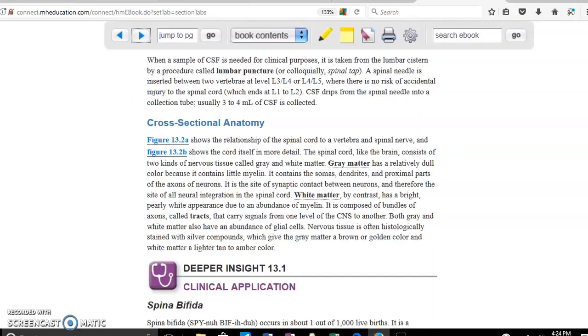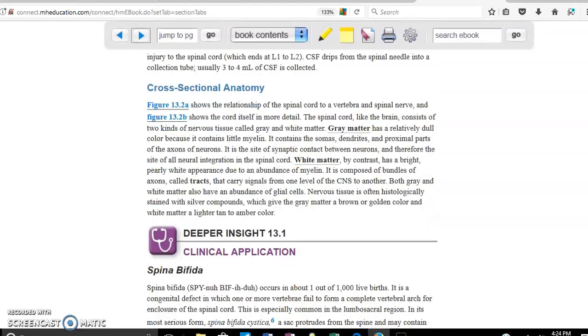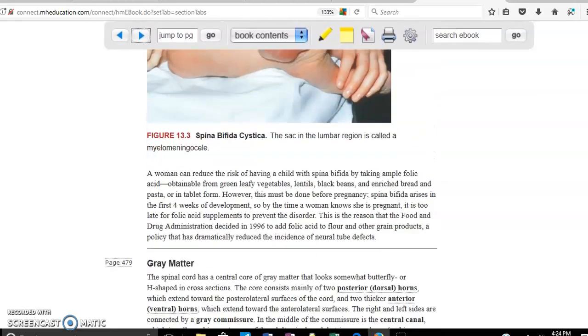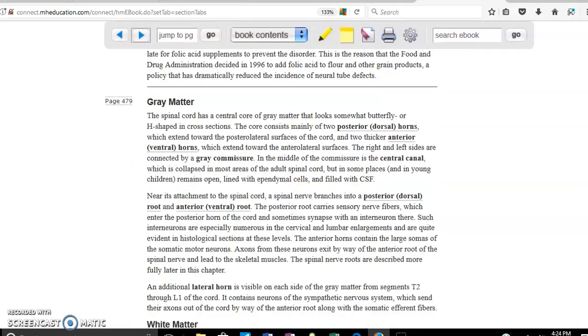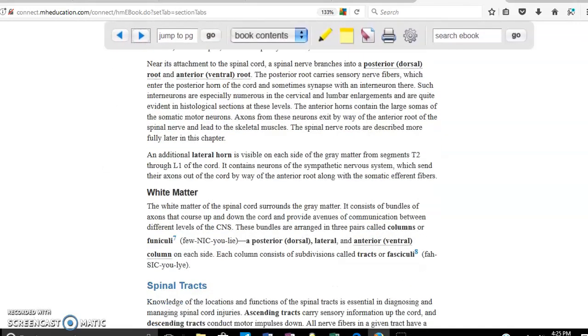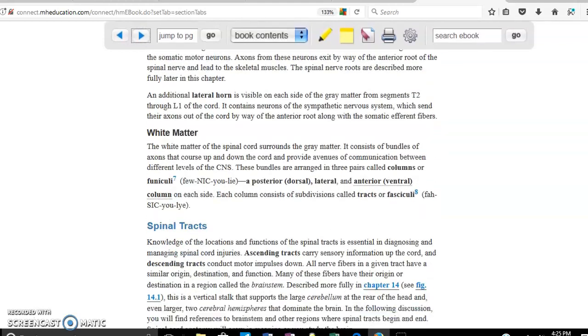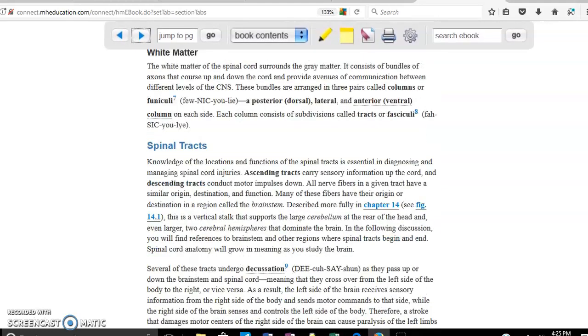We also cover the cross-sectional anatomy where we mentioned that we have gray matter and white matter. If we keep scrolling down, we have right there gray matter. Again, we have anterior, posterior, and median horns. And in the case of the white matter, we're going to have columns, anterior, middle, and posterior columns. Spinal tracts, we said we have ascending tracts, which are going to be sensory because they send the information up to your brain. And we also have descending tracts. Those come down from your brain in order, for example, to move your muscles.